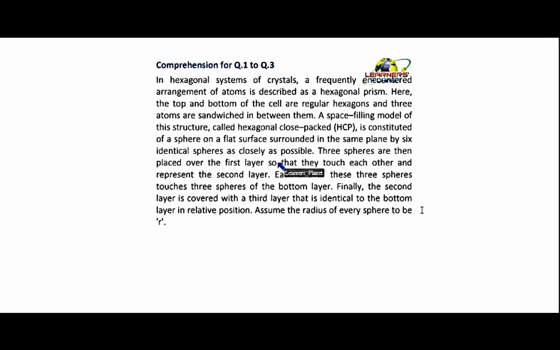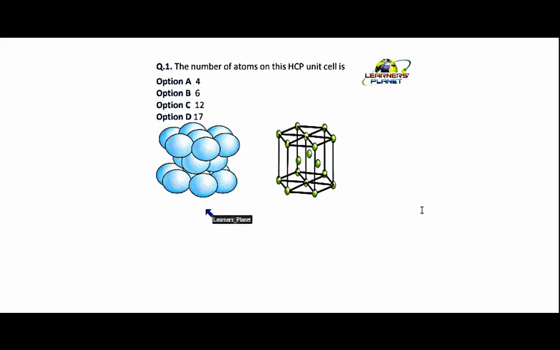Now let's first draw the structure. See, this is the arrangement it is talking about. There is a sphere at the center surrounded by 6 spheres as closely as possible, making a hexagon. Above it, there are 3 more spheres in the second layer. These 3 spheres touch the 3 spheres at the bottom layer. Then again a layer identical to the first one is placed above. See, this is the 3-dimensional structure of that.